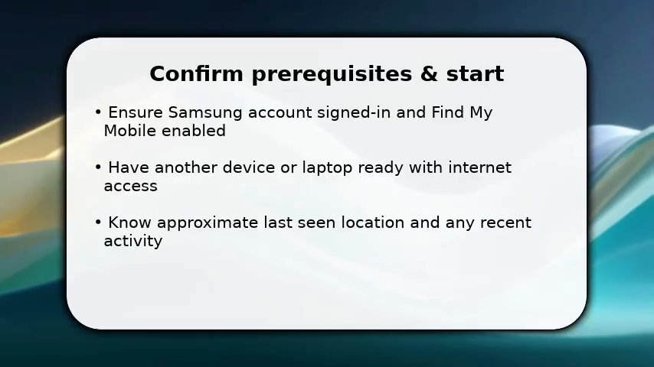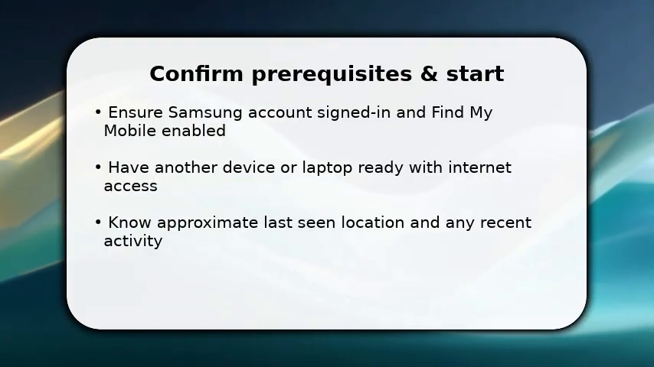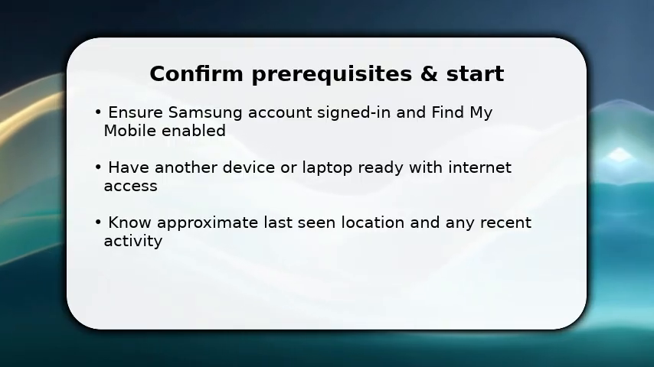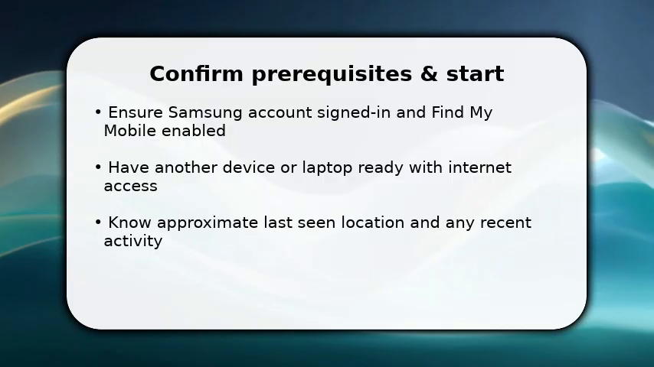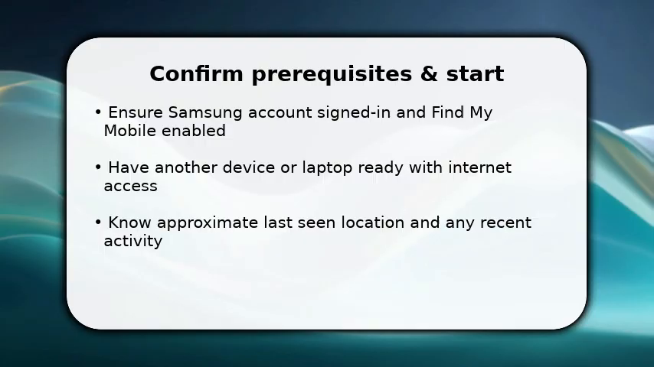You start by confirming essentials. Sign into your Samsung account and make sure Find My Mobile is enabled. This is why remote actions work. Once that's done, open a browser or Samsung's app on a secondary device and log in with the same credentials.